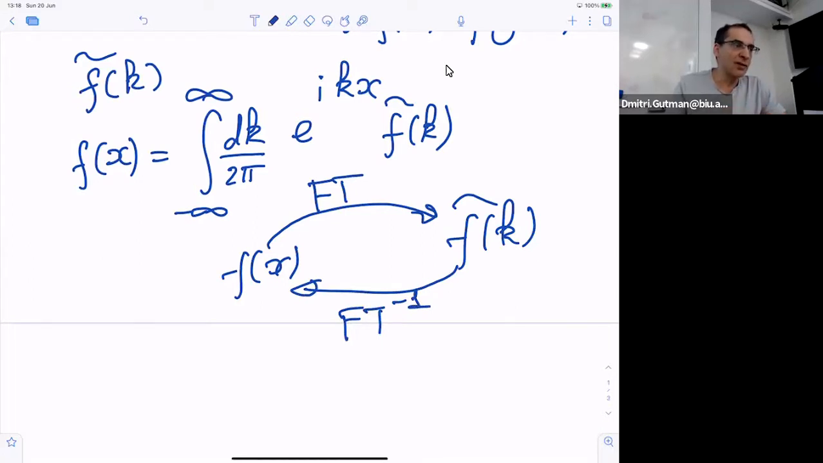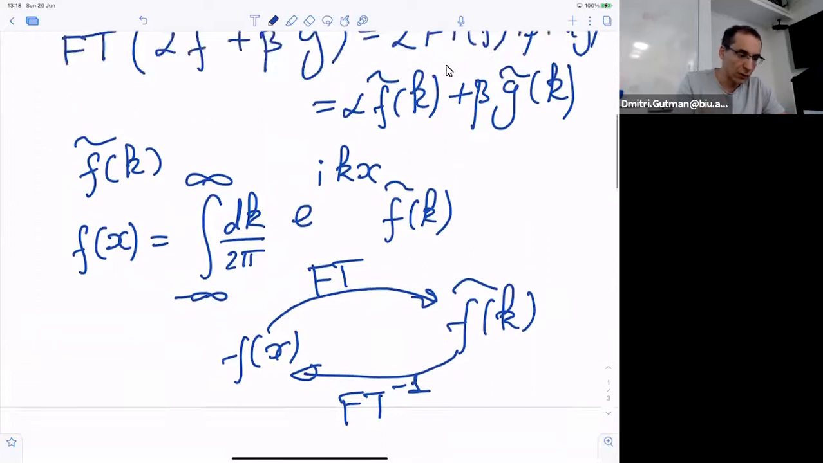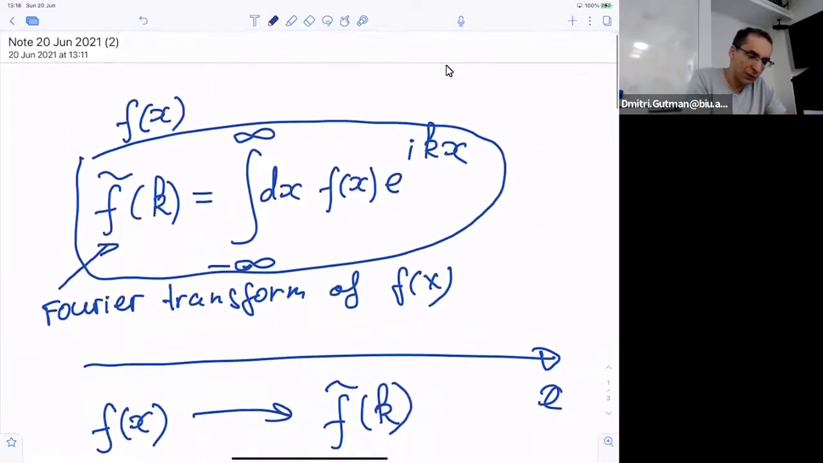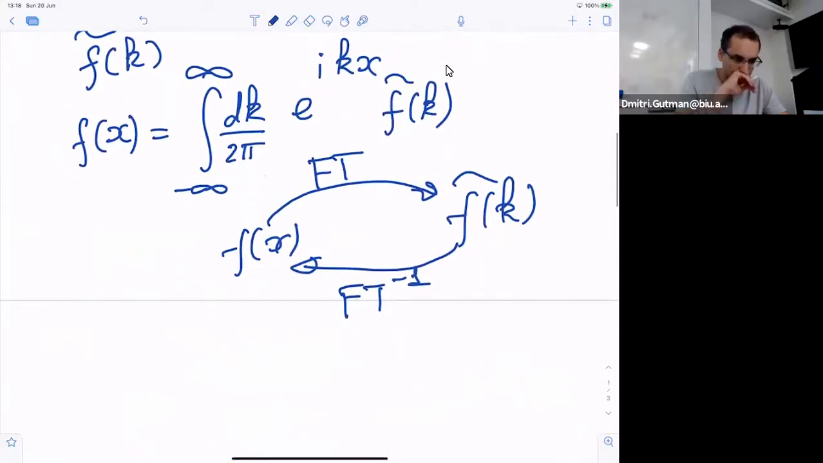Okay, so now about the sign. So the signs of Fourier transform and inverse Fourier transform are opposite. So if one comes with a plus sign, another comes with a minus sign. So previously I should have defined it with a minus sign, and here I defined it with a plus sign.